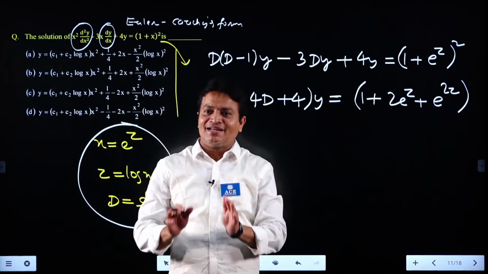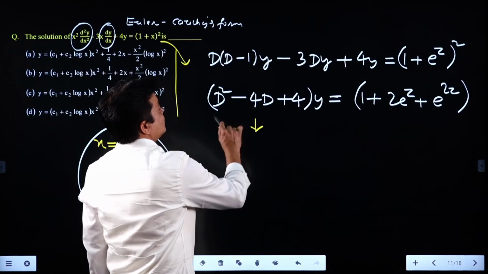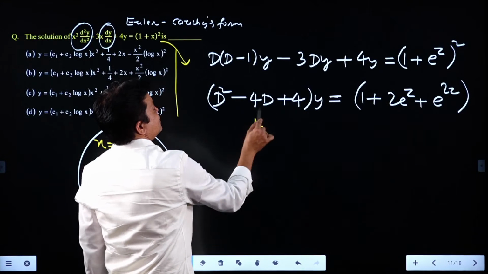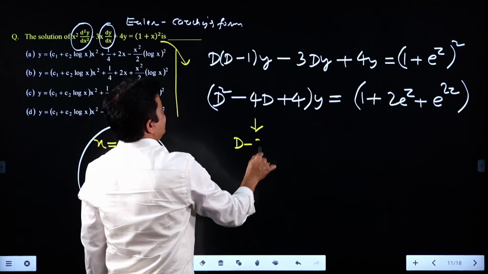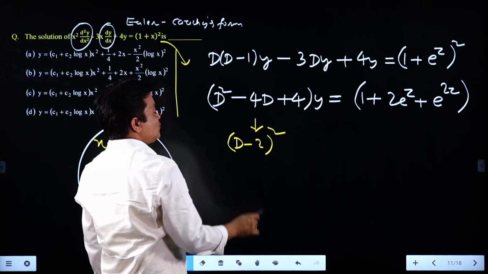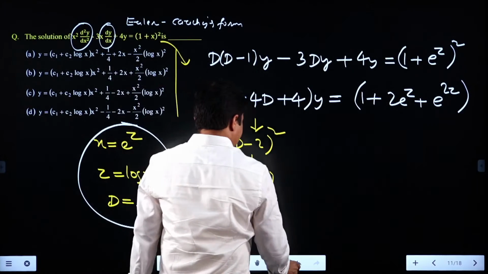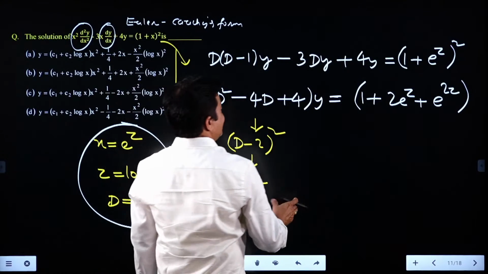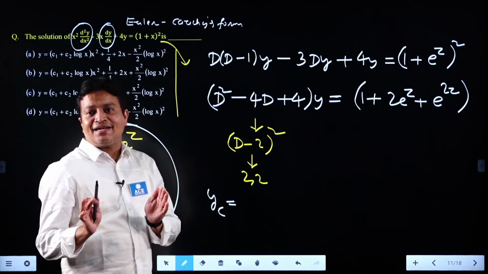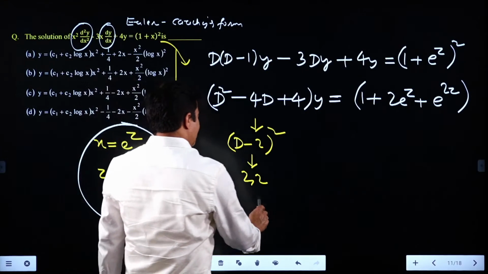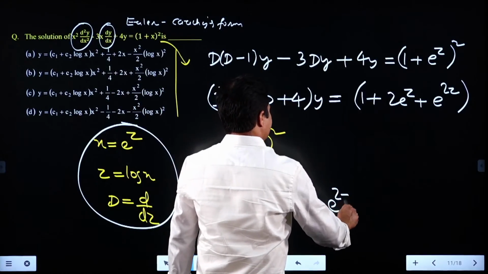Now, it is like f of D into y equals e power x plus b form. Here D is d by dz, and the right side is a function of z. As usual, factors and roots. It is D square minus 4D plus 4, the a minus b whole square form, D minus 2 whole square. That means roots are coming 2 comma 2. Based on that, you can write yc. Here it is important that D is d by dz. So, you write c1 plus c2z into e power 2z.